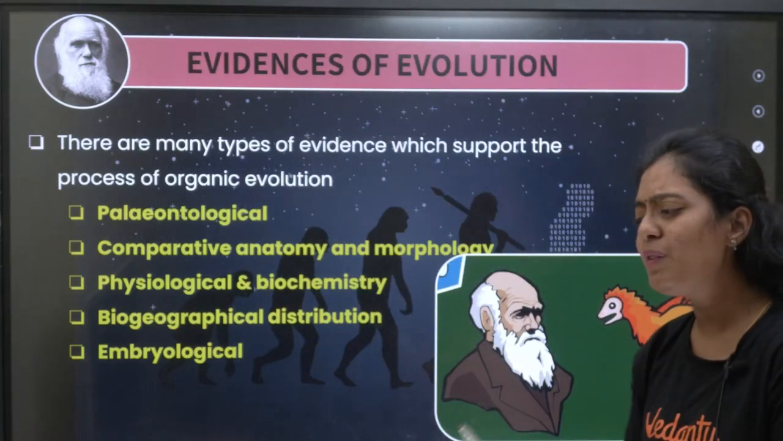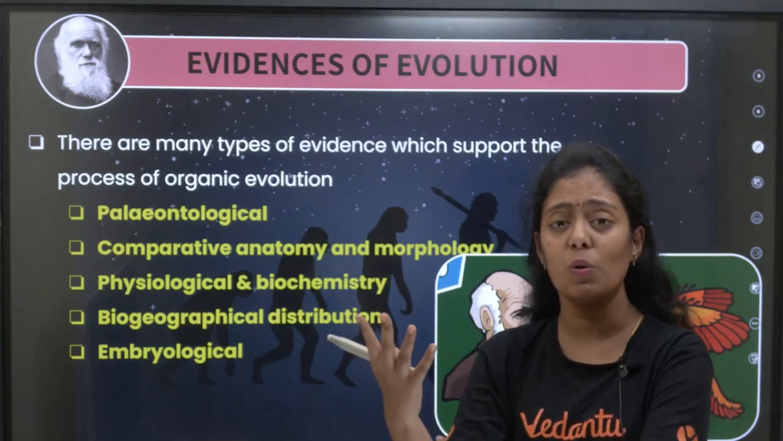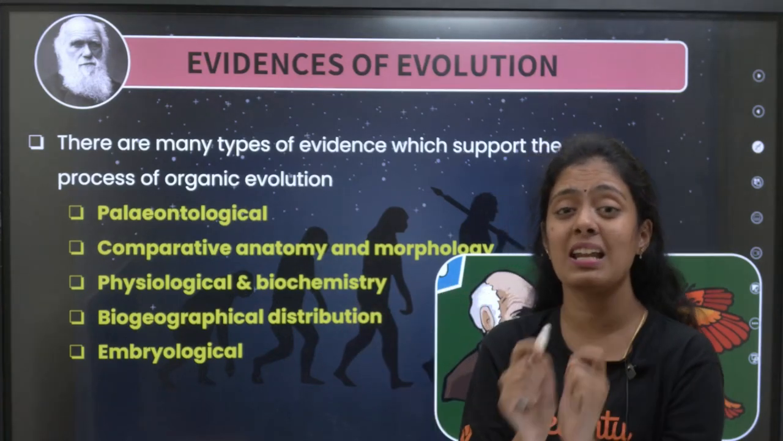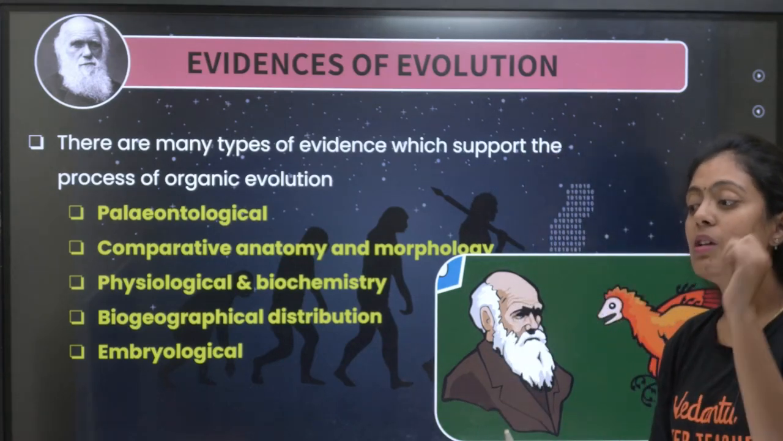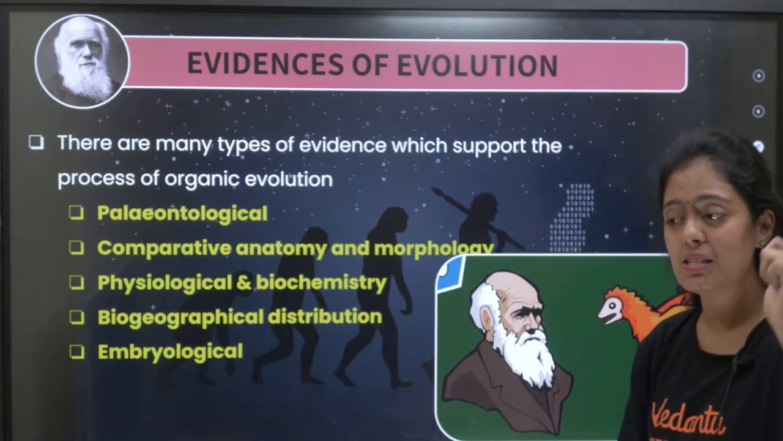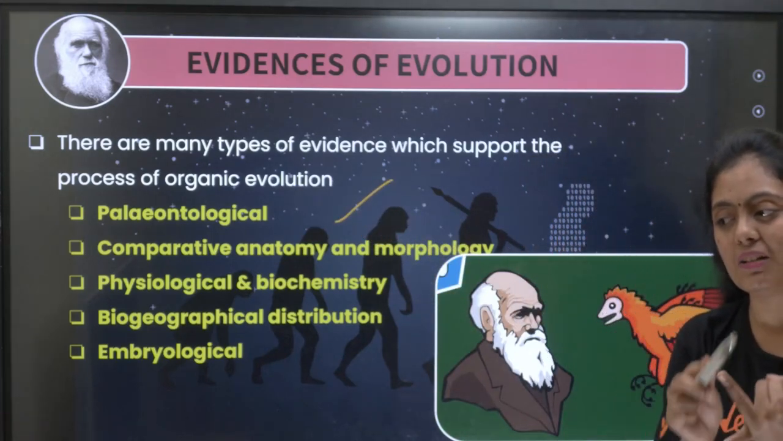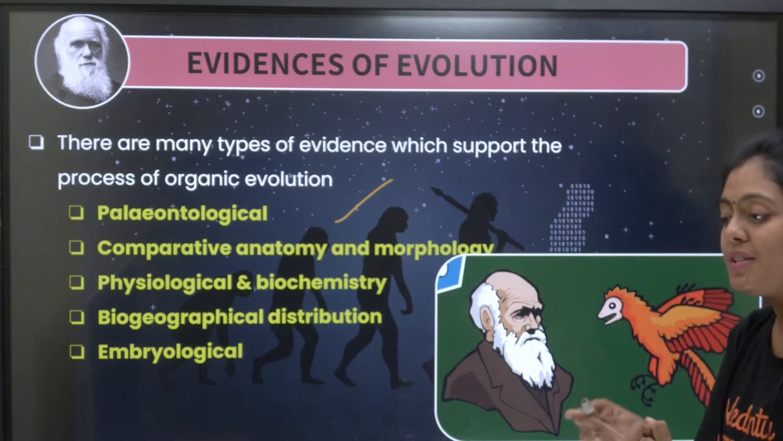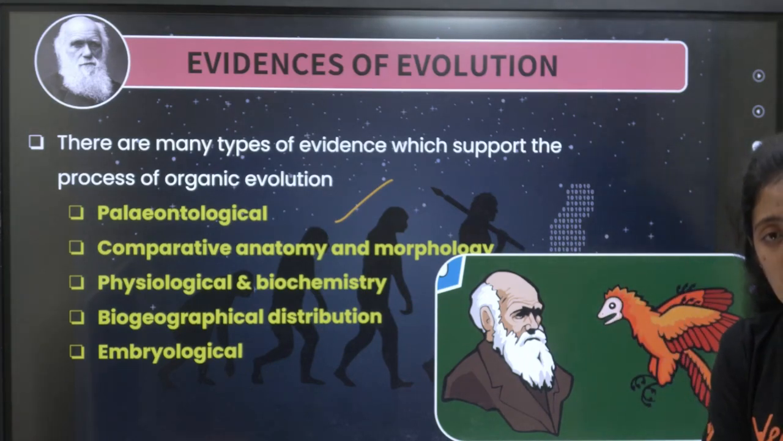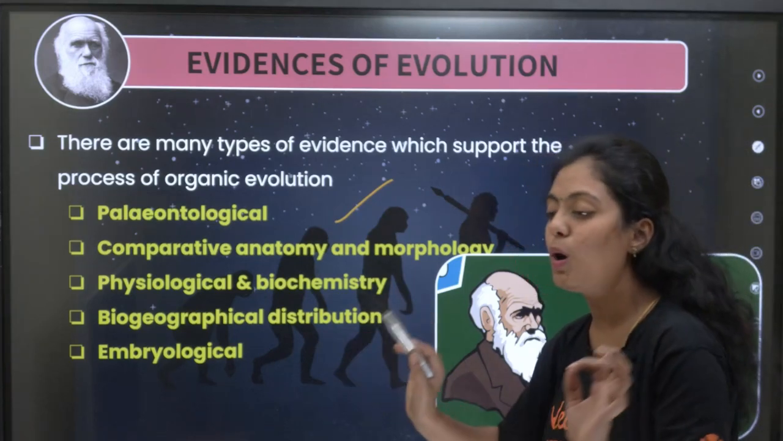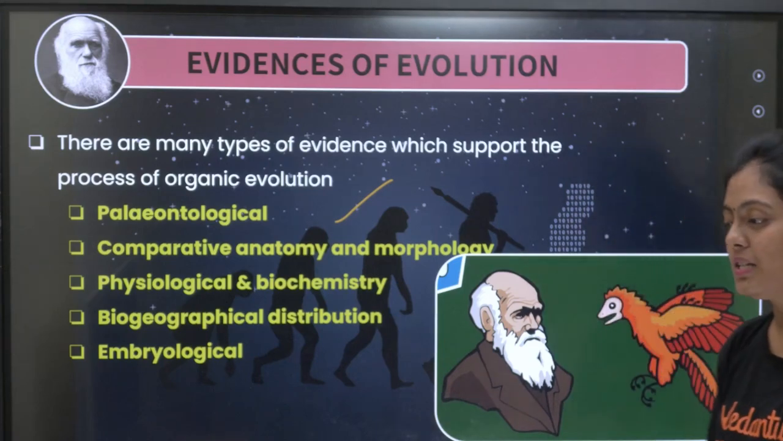Now, evidence for evolution. How can you say so strongly that all this happened? Because there is always an evidence. Every theory requires an evidence. Okay, so there are different kinds of evidences for evolution. We have paleontological evidence, comparative anatomy and morphology, physiological and biochemical evidence, biogeographical distribution and embryological evidence. These are the five very, very important evidences.